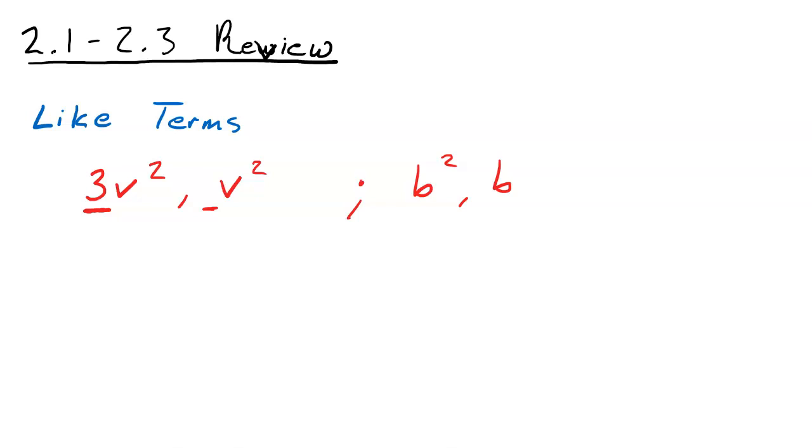So this was what we went over, and we talked about how we could combine these. So if we saw something like 3v squared plus v squared in an equation, we could simplify this to simply 4v squared. When we combine like terms, we add their coefficients, right? And this is what 2.1 was all about. Then we turned to 2.2.